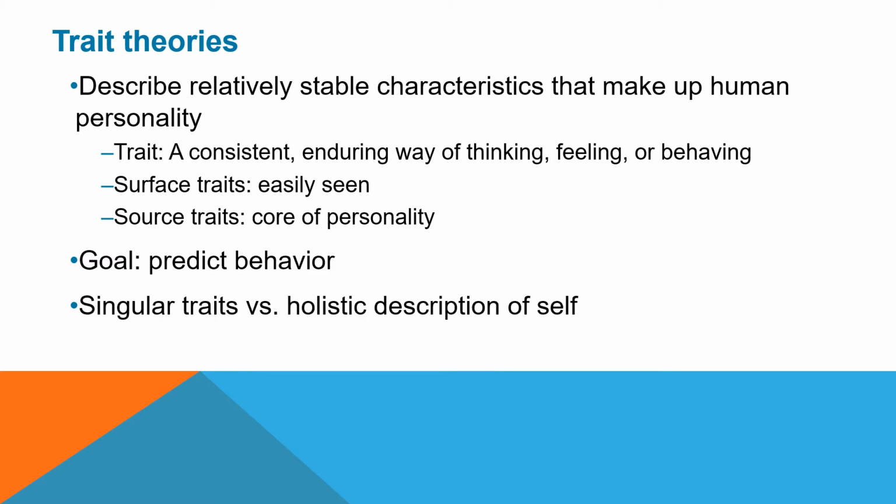You can also think of singular traits versus holistic description of self. So for example, you can measure an individual trait like locus of control or like narcissism as a personality trait independently, or you can have a cluster of traits that tend to paint a holistic picture of the entire self. And we will talk a little bit more about the Big Five as a holistic measure to describe the different facets of self in a holistic, whole person sort of way.